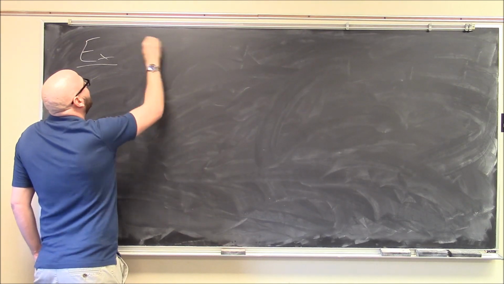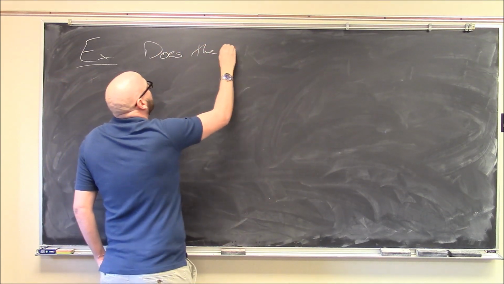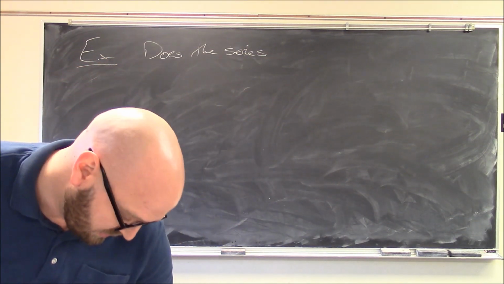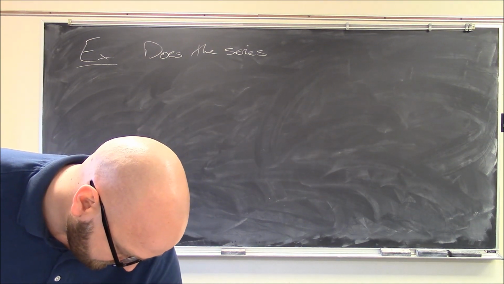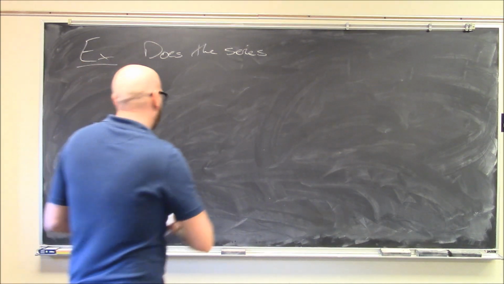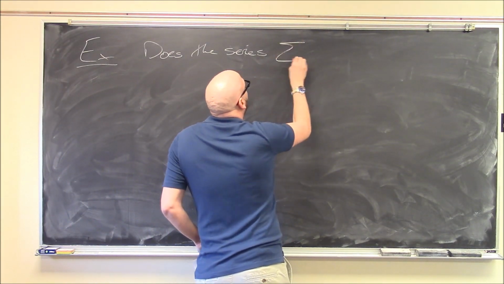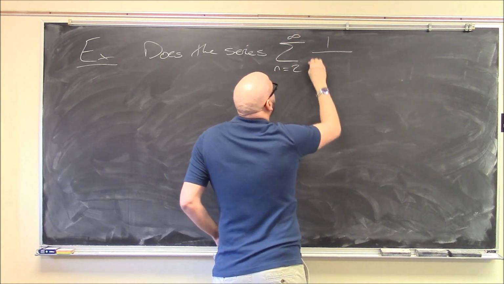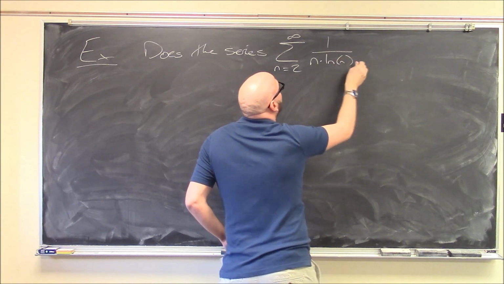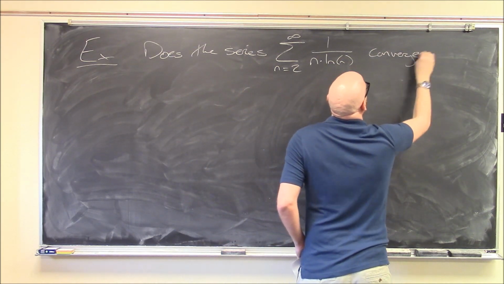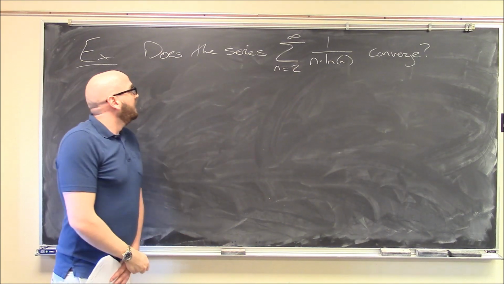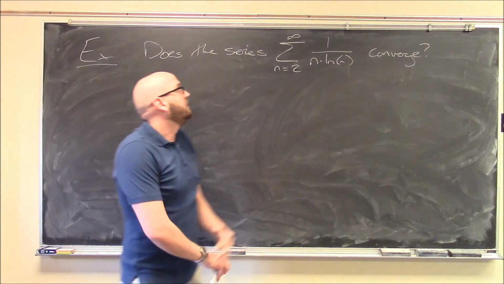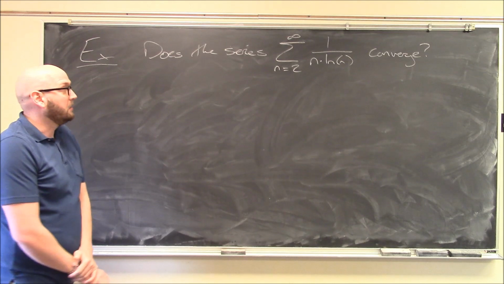So for example, does the series n equals 2 to infinity of 1 over n times ln of n, does this converge? Notice I'm starting here at n equals 2. That's because if I plugged in n equals 1, I'd be dividing by 0, right? So my series is going to start at the n equals 2 term.